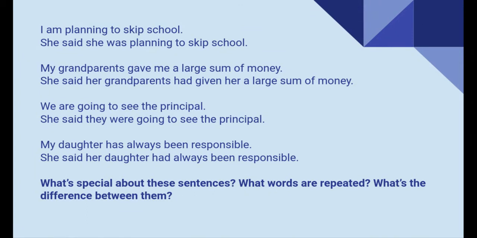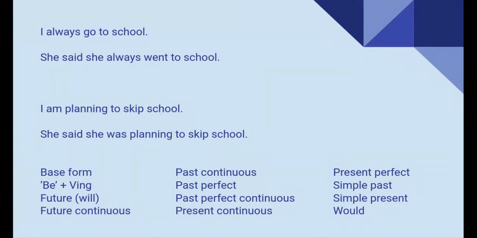Guys, if you notice the second sentences in each set, they are reporting what other people said before. So this is reported speech. Let's review it. Here you have an example of a sentence in direct speech, and the second sentence is in reported speech. I always go to school. She said she always went to school.